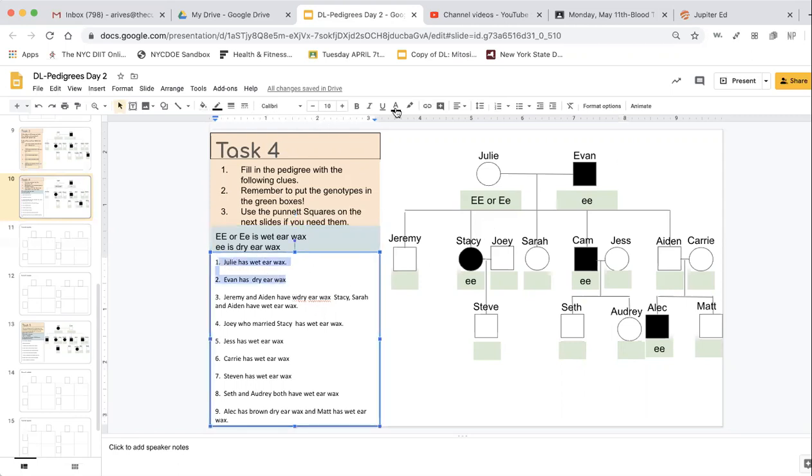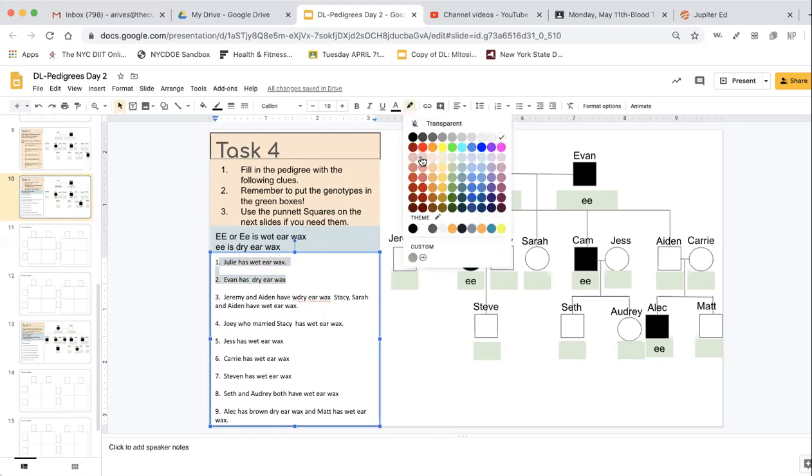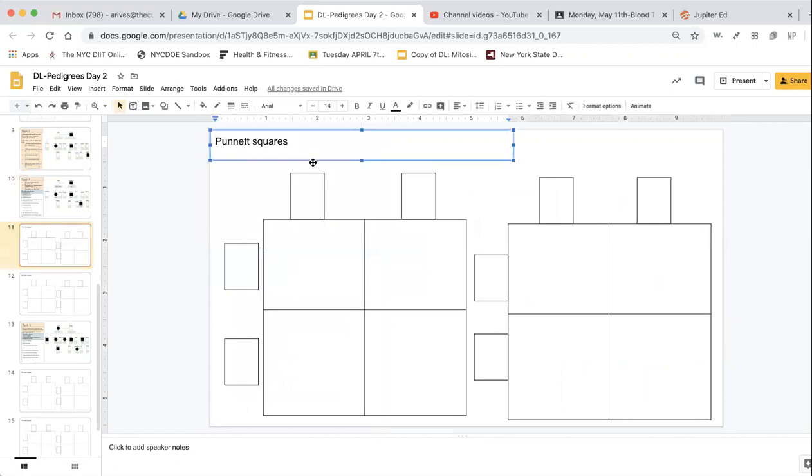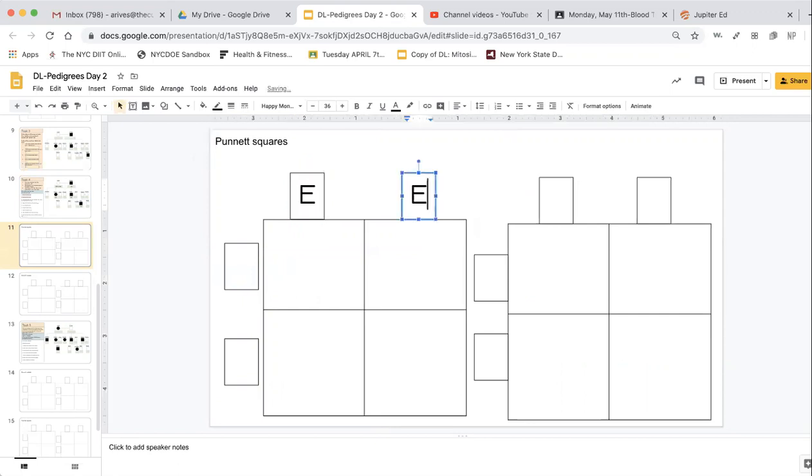I'm going to use the highlighting where I highlighted things when I was done. So I've done that, but I still need to go back to Julie. Stacy and Evan have two offspring with dry earwax. Sorry, with dry earwax, I misspoke. So I'm going to do two possible Punnett squares for Julie. Evan's lowercase e lowercase e, and she could be capital E capital E, or capital E lowercase e.